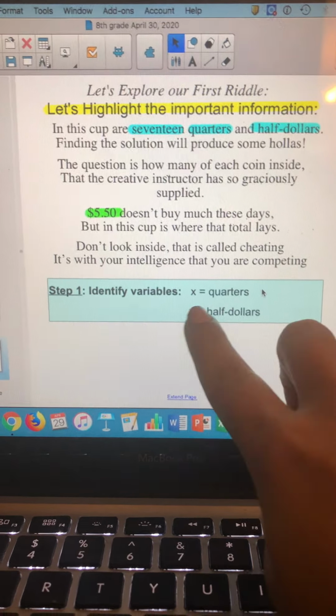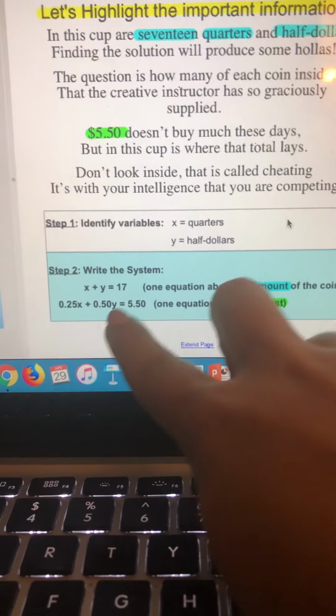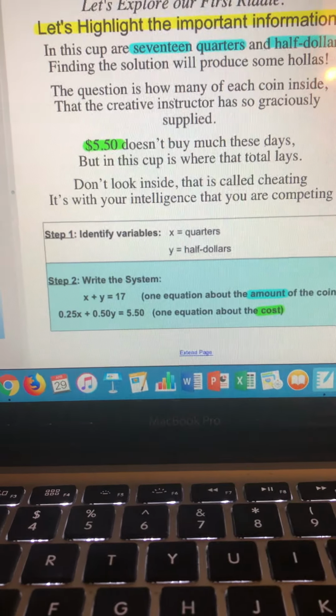Then you're going to write your system. So to write your system, we want to remember that one of the equations, let me see if I can make this bigger for you. Okay, so one of the equations will always be about the amount of the coins, right? So this equation is going to be X plus Y equals 17, because remember they told us there was 17 coins in the cup. And we don't know how many quarters, we don't know how many half dollars, but we know that those are the 2 coins in the cup, and we have a total of 17.